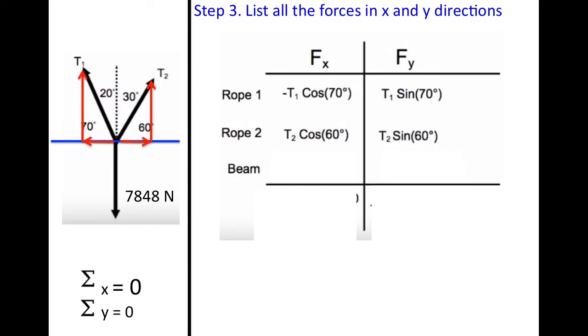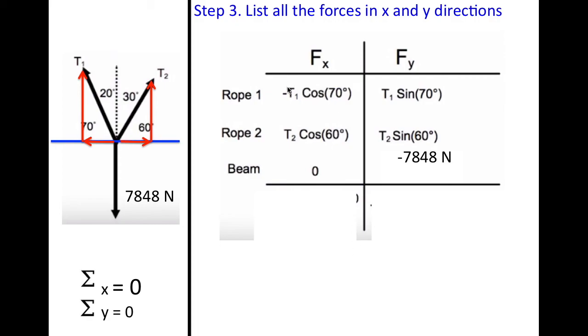And for your beam, we actually don't have an x component, so that is going to be 0. And we have a y component of negative 7,848 newtons. The reason that is negative is because if you look over here in our free body diagram, the vector is going down. So therefore it is negative.